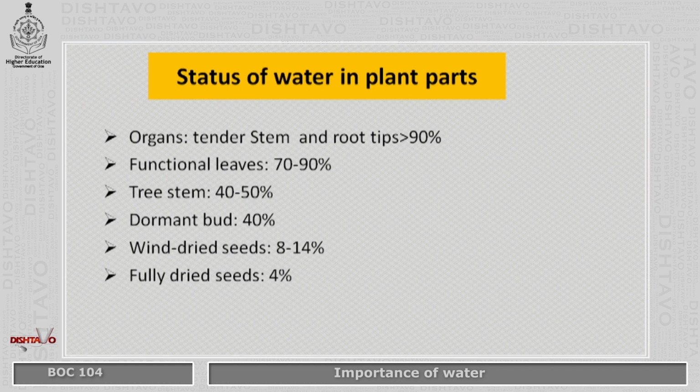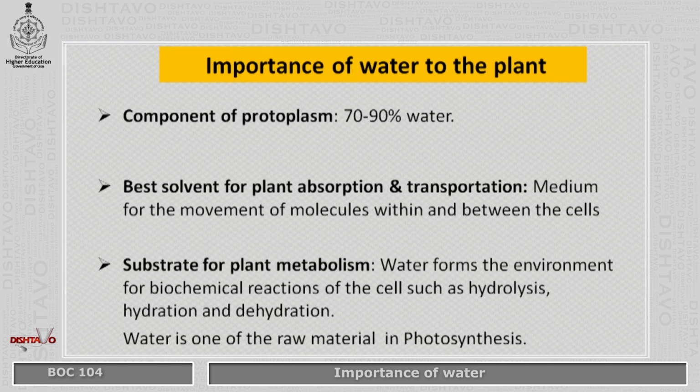What is the status of water in plant parts? Different plant parts show different amounts of water. For example, the tender stem and root account for the maximum amount of water. The functional leaves have almost 70 to 90% of water. Tree stem 40 to 50%. Buds have about 40%. Wind-dried seeds about 14% maximum, and fully dried seeds will have a very low amount of water, which is 4%, which accounts for their viability as well as their storage conditions.